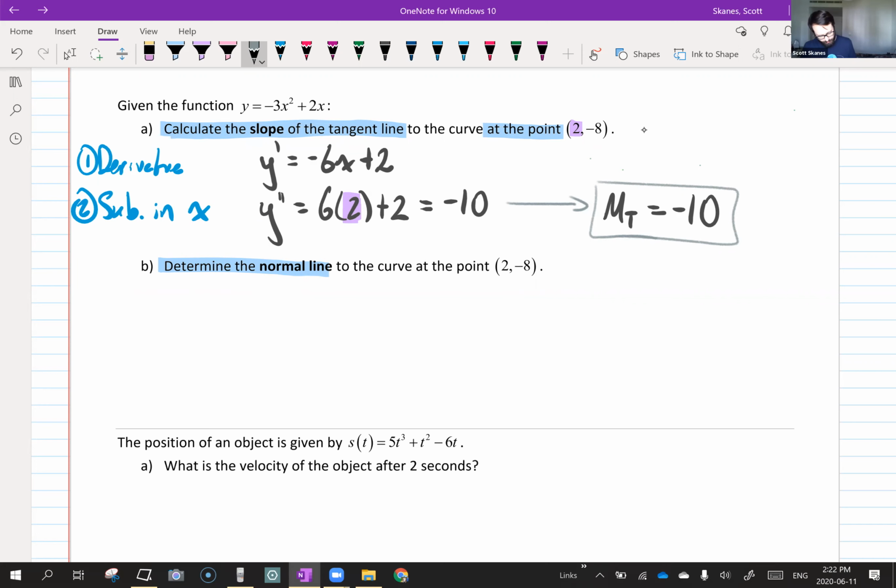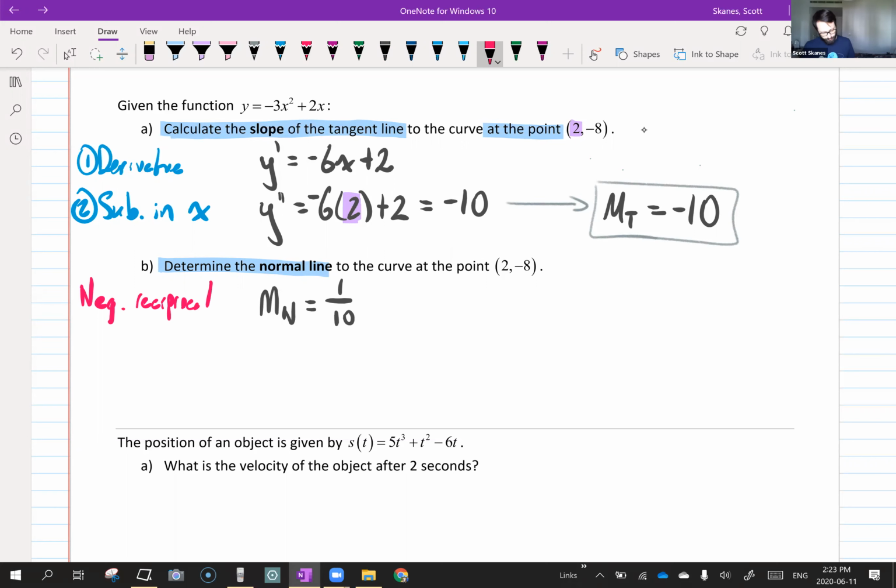Now in the next step, determine the normal line. Remember, in order to get the slope of the normal line, it's the negative reciprocal. I forgot to write the negative in front of the 6. Yes, I did. Thank you. This is what happens when I speed up. So I'm glad that you're still paying attention. You need to get the negative reciprocal. So change the sign and flip it upside down. 1 over 10. It's the negative reciprocal. Make it negative, turn it upside down.